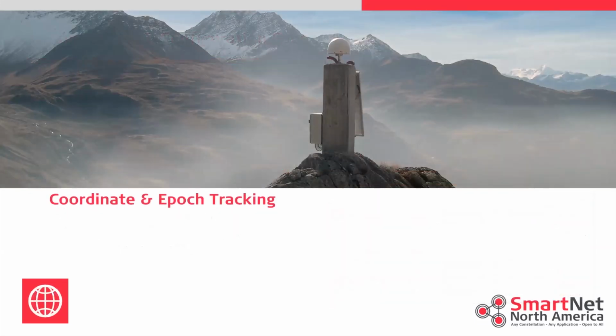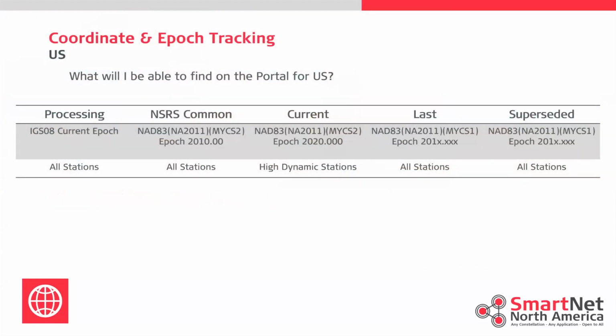But if you want to know what the coordinates are for a particular station, you'll have to go to the portal. In the portal, we'll have the processing coordinates. That'll be ITRF, current epoch when we get there. It'll have the common, which is NYCS2 for all stations. You'll see current NYCS2 Epoch 2020 for high dynamic stations such as California, Washington State, etc. Last, you'll see NAD83 and NA 2011 NYCS1 with the appropriate epoch, available for all stations. And then any superseded coordinates.